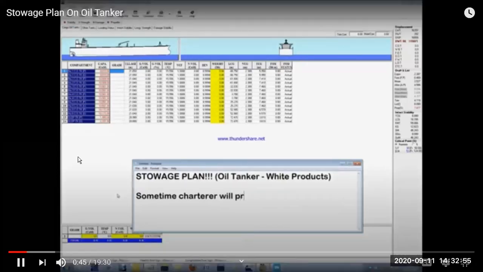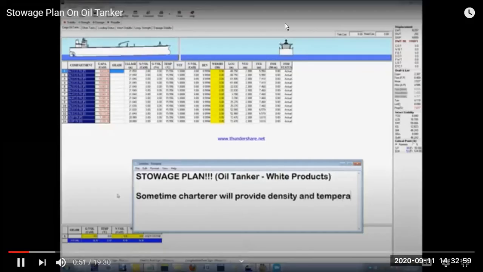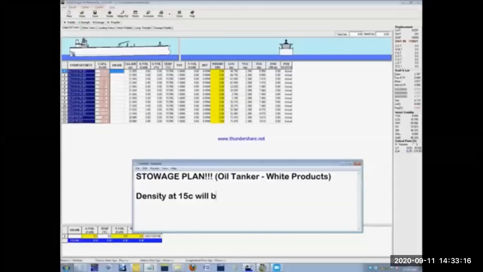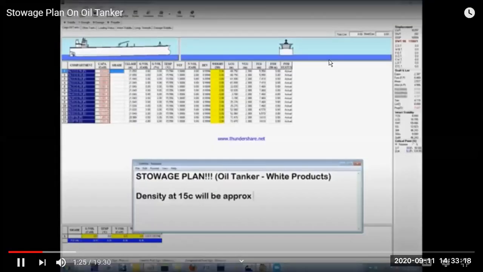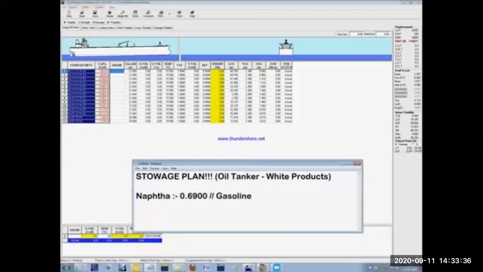Sometimes the charter will provide you with the density and temperature. Otherwise, you can use density from previous voyages. We need the density at 15 degrees centigrade as a standard value. The density will also be given by the surveyor, like here for naphtha it is 0.69 and for gasoline it is 0.7400.